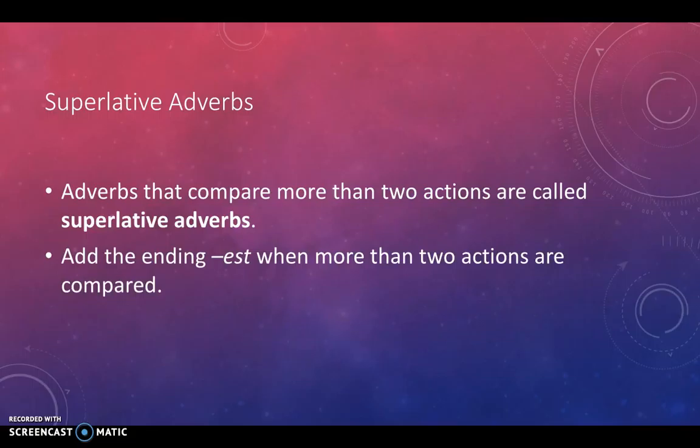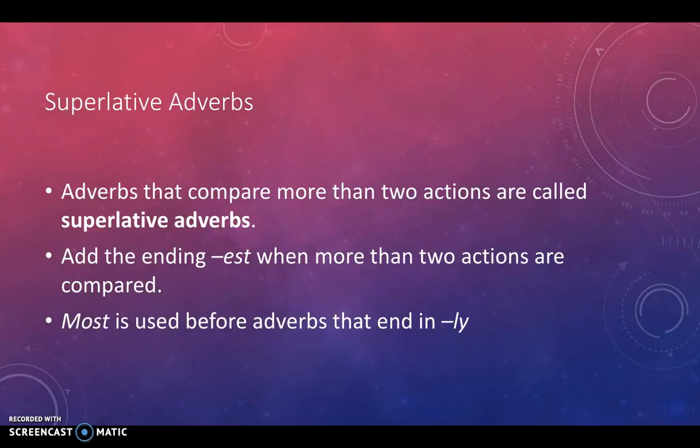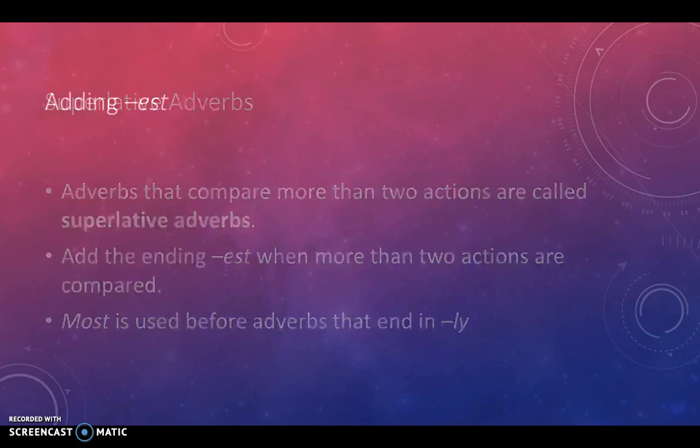When forming a superlative adverb, when comparing more than two actions, you add est instead of er. Instead of the word more, you use most, but these are only when you're comparing more than two actions.